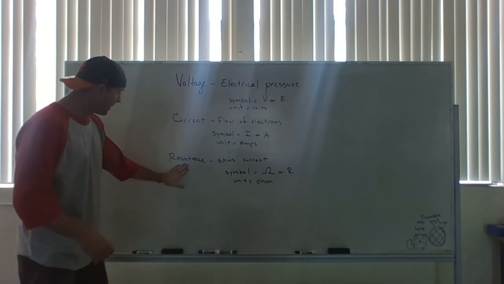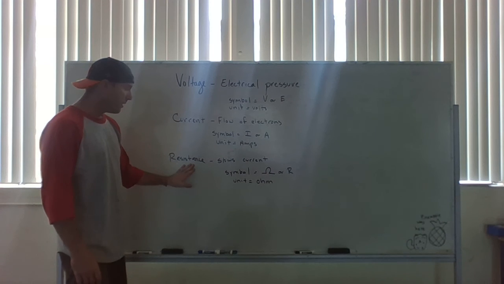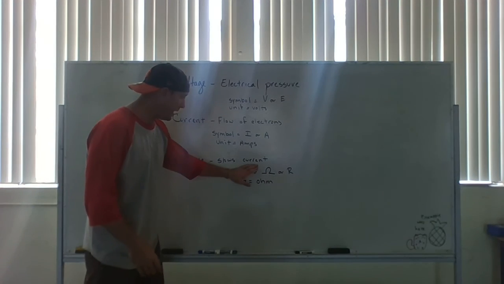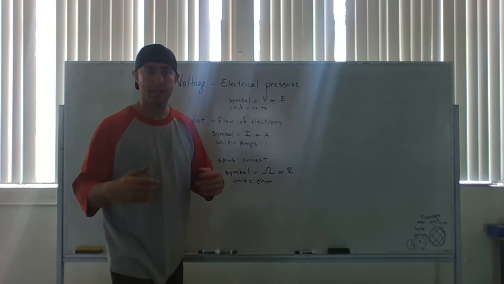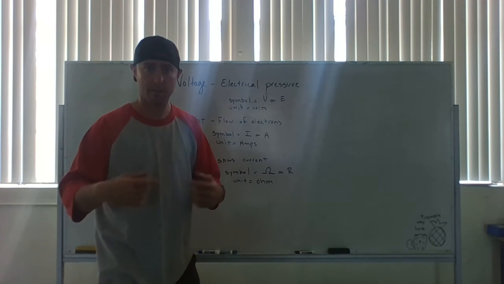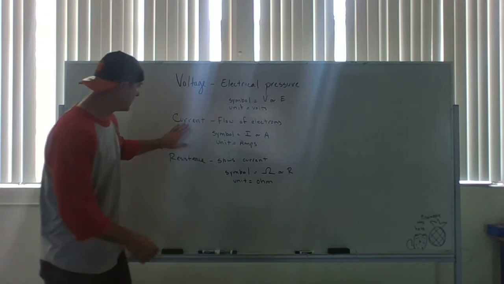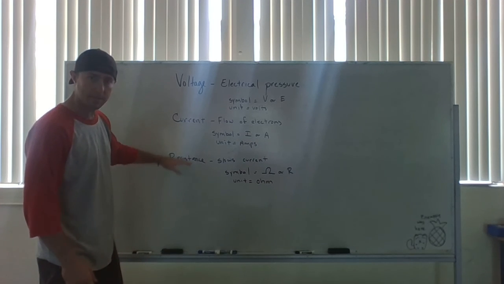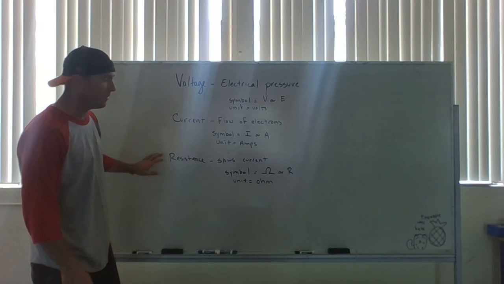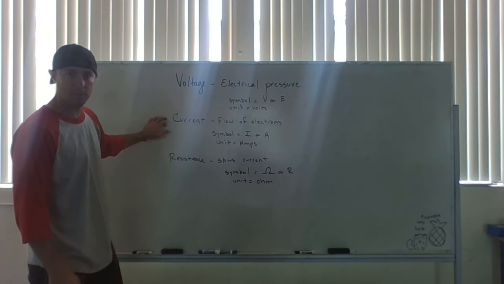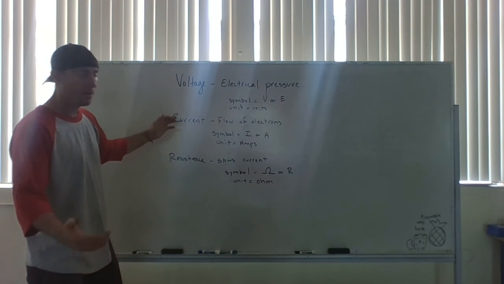And then the last one we're going to cover today is resistance. Resistance is what slows down current. It's typically the thing that consumes some of those electrons and slows them down. So it's the opposite. These two work opposite. If you increase current, resistance has to go down. If you increase resistance, less electrons can flow through, so current goes down.